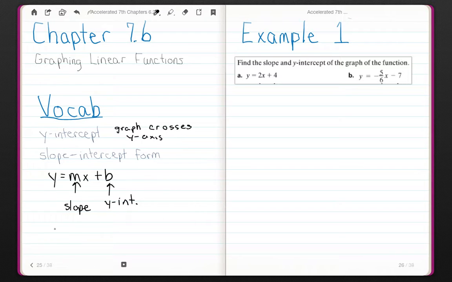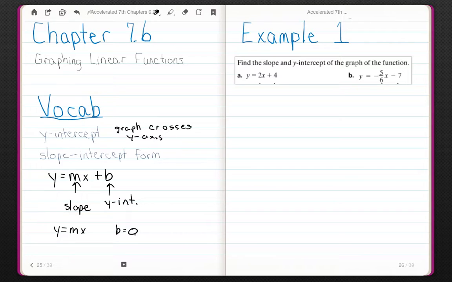Now, if you have a form that is y equals mx, there is no b, then b equals 0, and your line crosses the axis at the origin, at 0, 0. So if there is no plus b, then b equals 0.